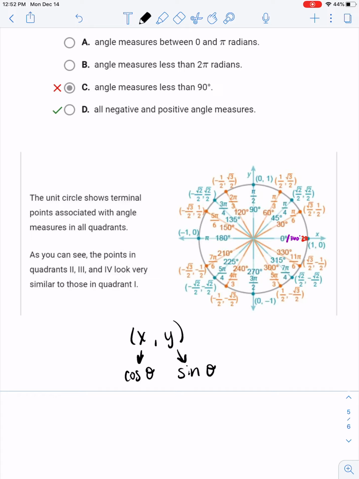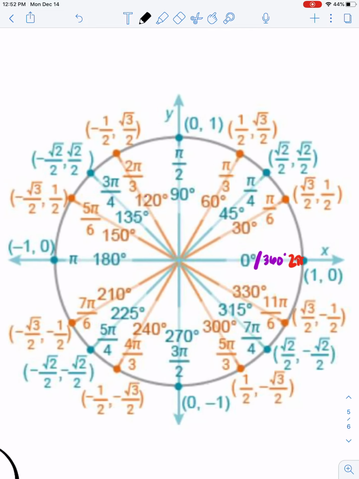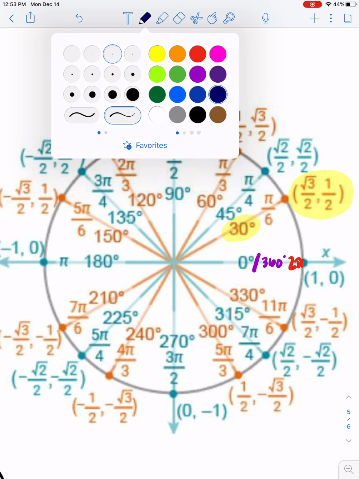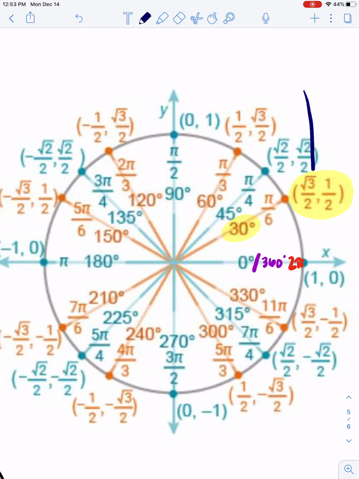So if we look at one of those points, because a lot of these questions involve those points, let's zoom in here and we look at 30 degrees, okay? So 30 degrees is right here on my unit circle. If I look at the point associated with 30 degrees, the x value is radical 3 over 2 and the y value is 1/2, okay? So what I'm saying is that this x value right here is the cosine of 30 degrees, since that's the angle we're looking at. This y value is the sine of 30 degrees, okay?